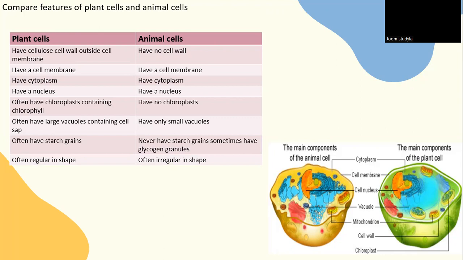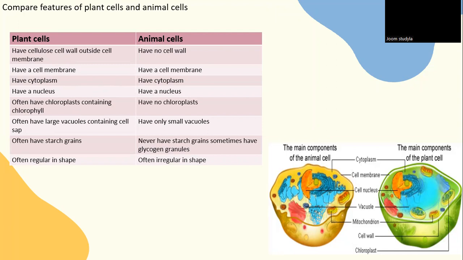And what about the cell membrane? Plant cells have a cell membrane. How about animal cells? Animal cells also have a cell membrane. You can see from this diagram as well. Plant cells have cytoplasm, and animal cells also consist of cytoplasm. Same thing goes for the nucleus. Plant cells consist of a nucleus and animal cells consist of a nucleus.